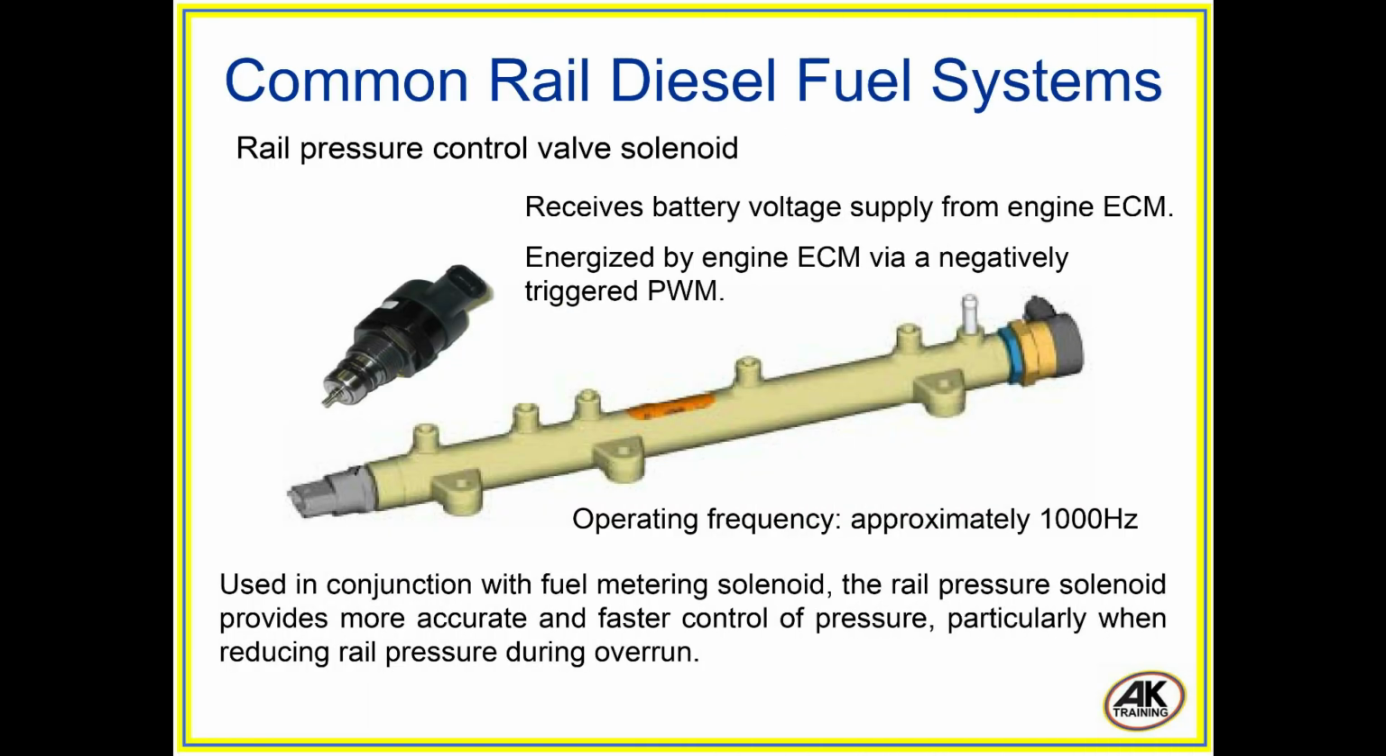Receives battery voltage supply from the engine ECM. Energized by the engine ECM via a negatively triggered PWM. Operating frequency, approximately 1000 Hz. Used in conjunction with the fuel metering solenoid, the rail pressure solenoid provides more accurate and faster control of pressure, particularly when reducing rail pressure during overrun.